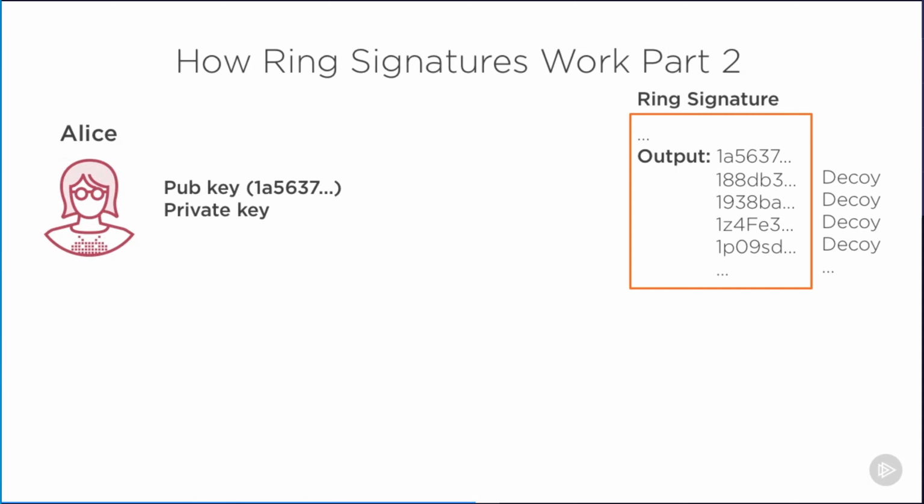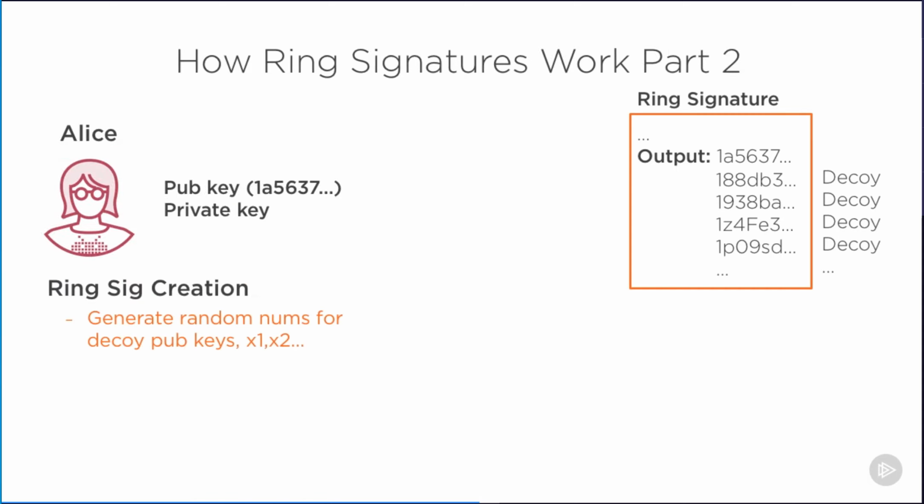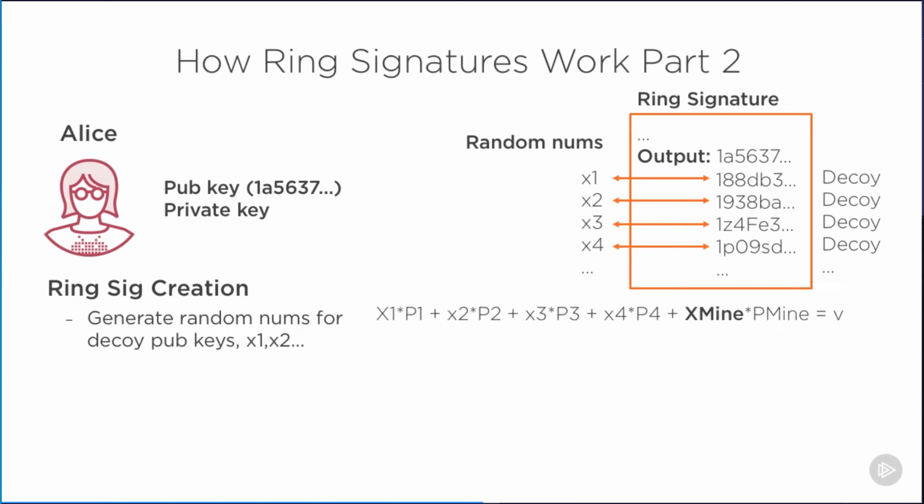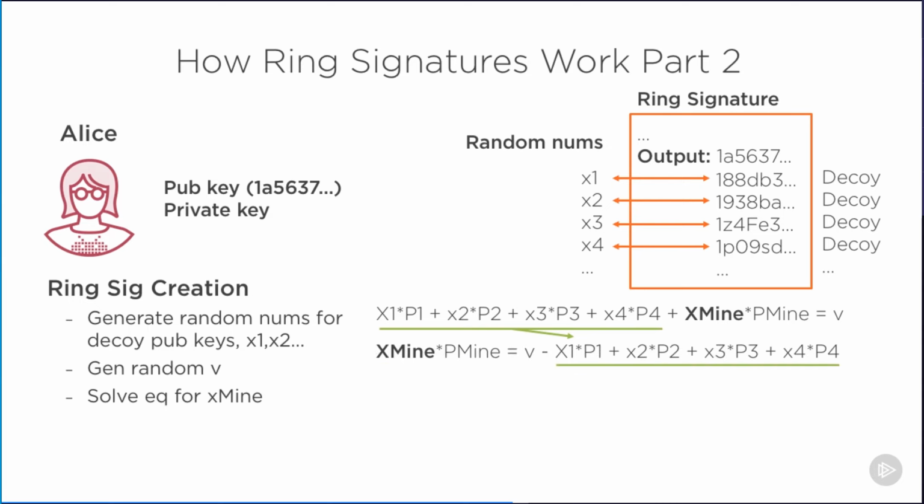To make a signature, generate random numbers for all the public keys you don't own in the set. Then multiply those random numbers by the public keys and add that sum to another variable times your own public key and set all that equal to a final random number v. Now solve the equation for x mine, which, as the math works out, only you can do because you know the private key to your public key.